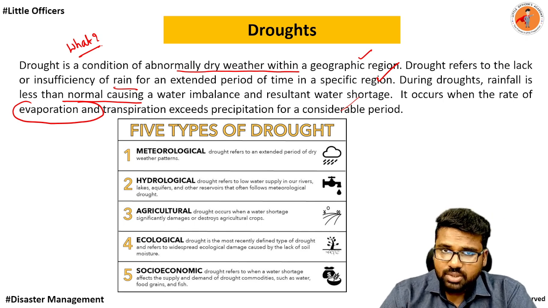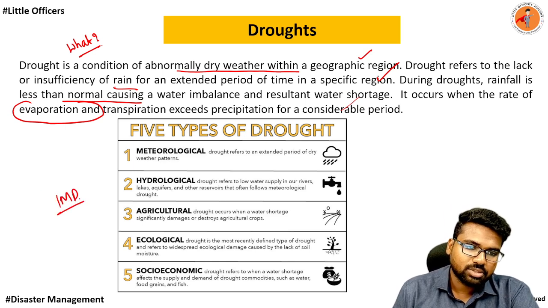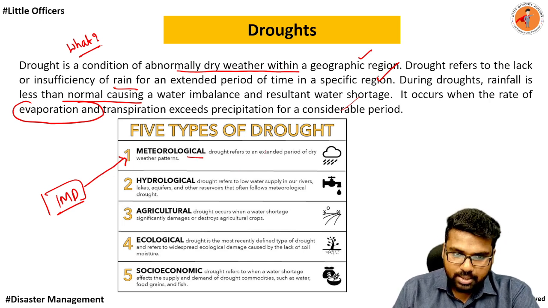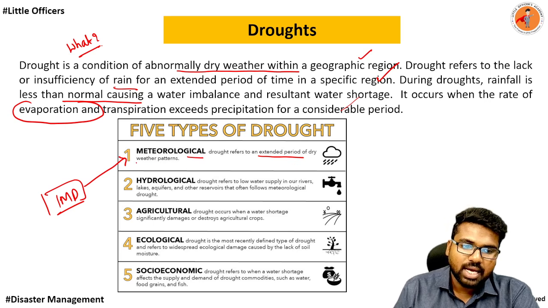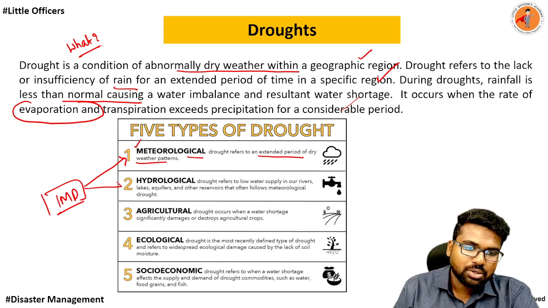Now IMD has classified drought into 5 categories. What are they? Number 1, meteorological drought. When do we say there is a meteorological drought? It means when for an extended period of time there is a dry weather pattern, we say there is a meteorological drought. Then hydrological drought.